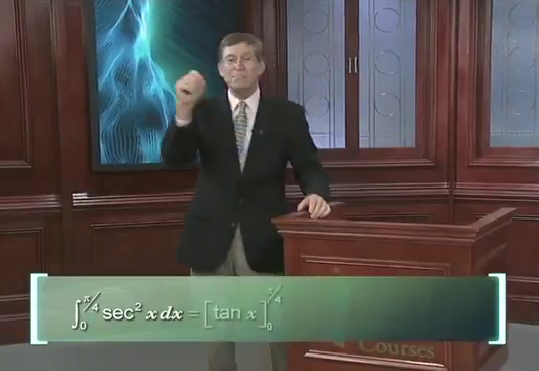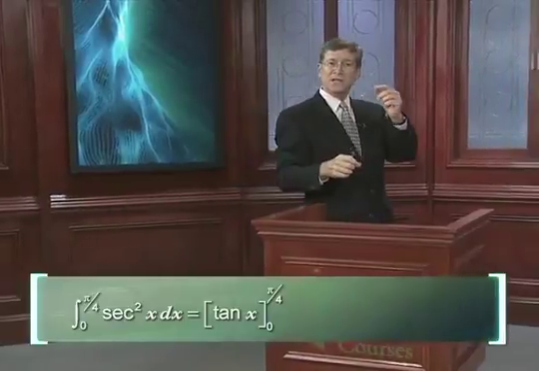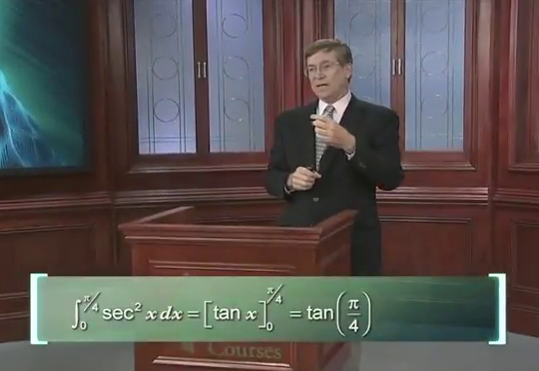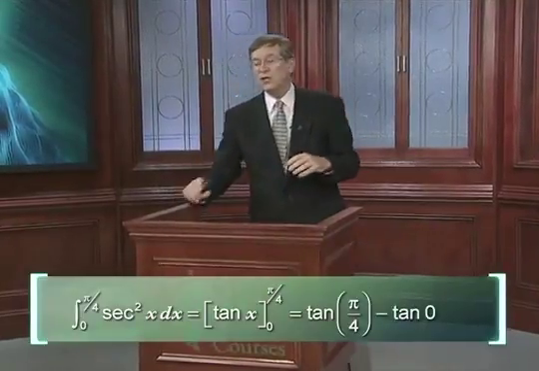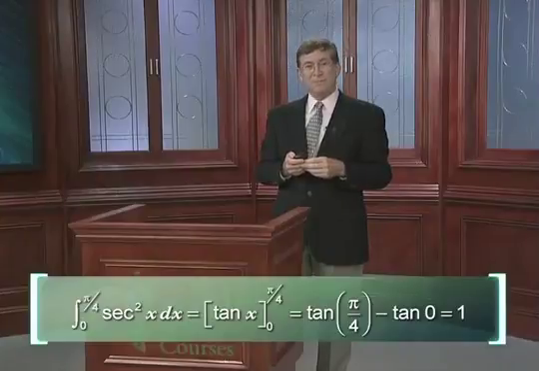How about secant squared x between 0 and pi over 4? What do you think? Well, we need an antiderivative of secant squared. How about tangent? Remember, the derivative of tangent was secant squared. So the integral, or antiderivative, of secant squared must be tangent. And then we evaluate tangent at pi over 4, and we get 1. And then we evaluate tangent at 0, and we get 0. So the final answer is 1.